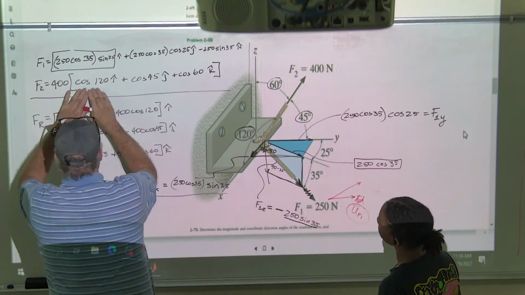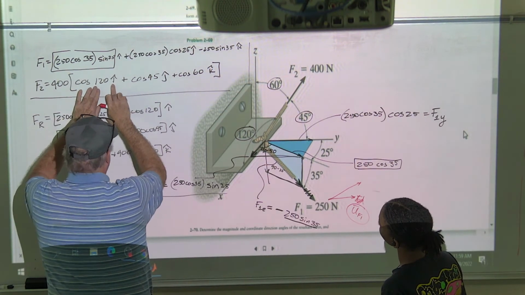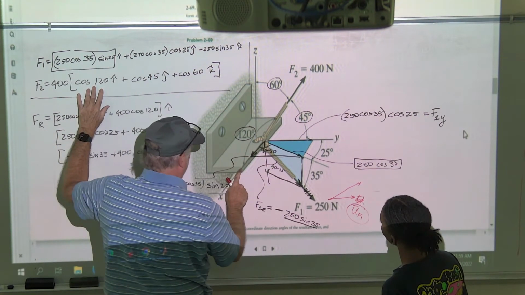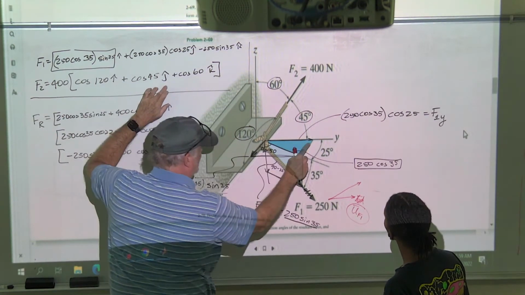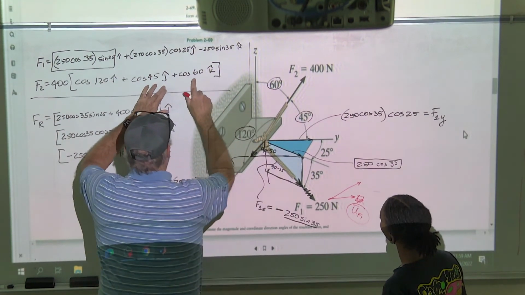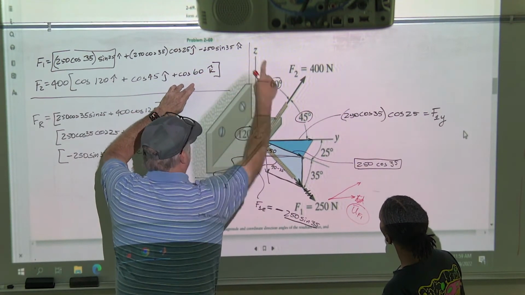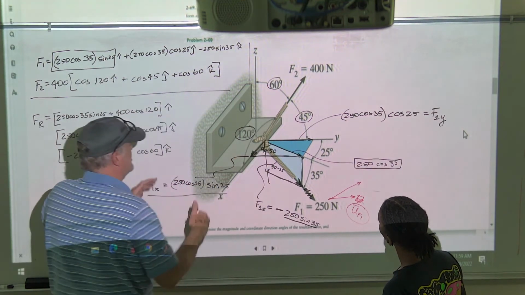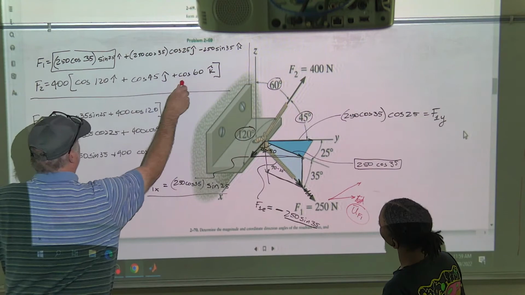Right. So it's just, okay, what's the angle between this vector and the X, or the I? It's 120. Between the J and this vector, it's the 45. And then the vector itself and the K, which is this one, is 60. Once you have those three, you're like, oh, okay, this one's easy. I just write it down.